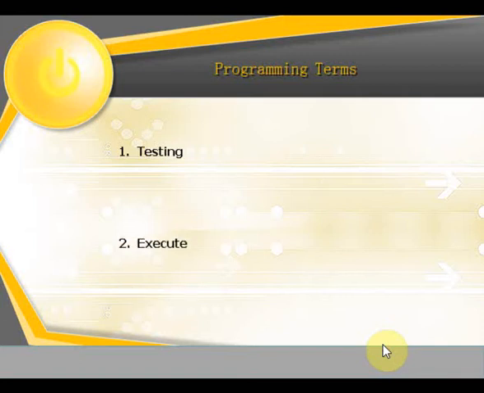The next term that we'll be looking at is execute. Execute is running a program to see the results. Very simple. So testing is checking a program for errors. Execute is running a program to see the results. Cool? Now the next term that you should know is debugging.